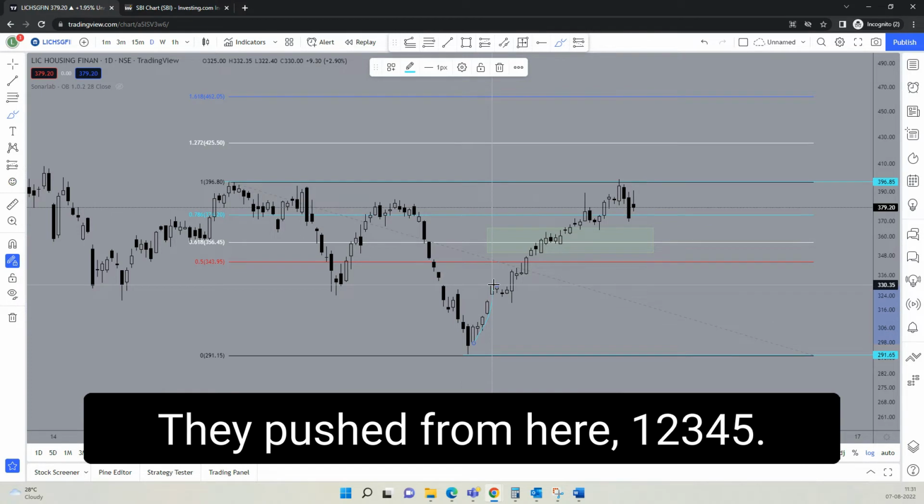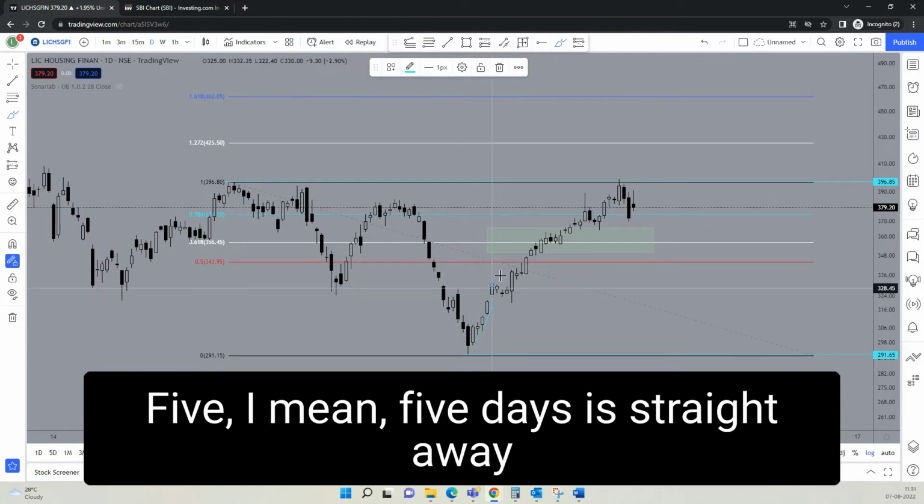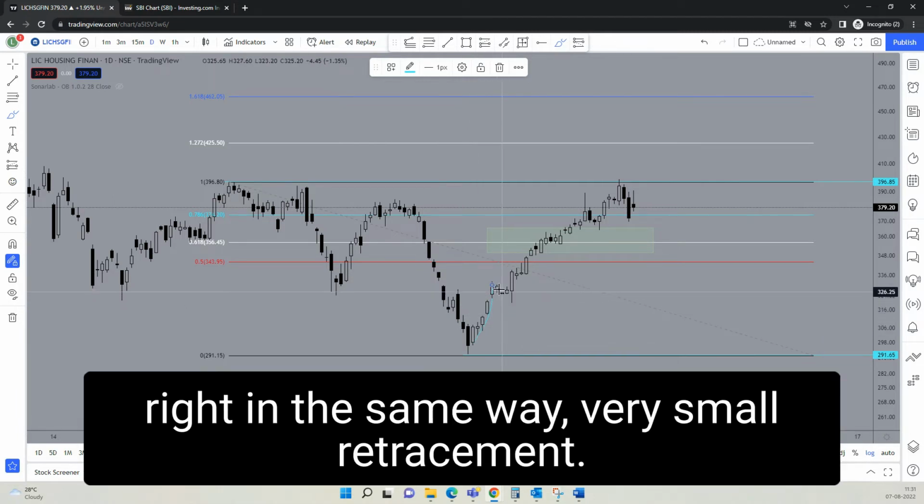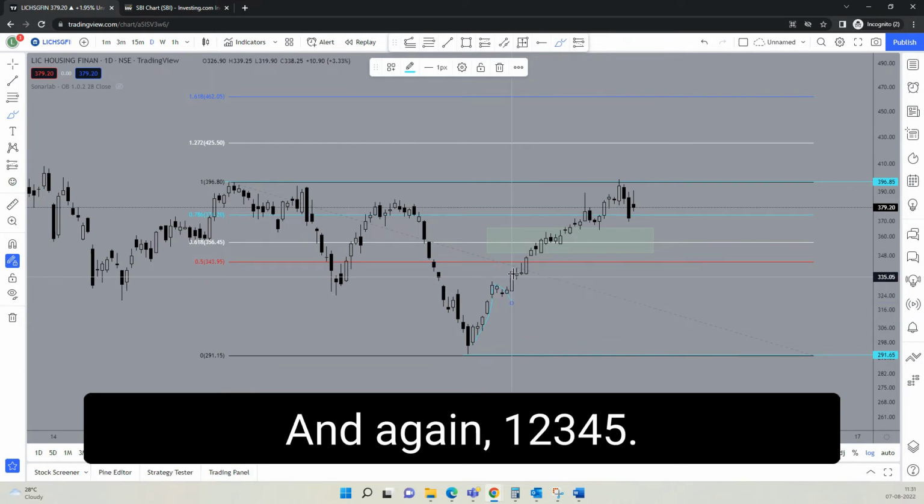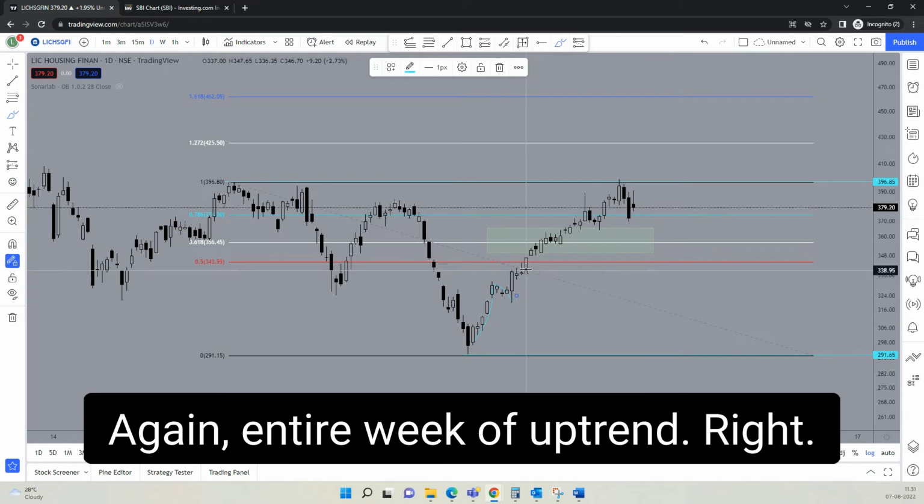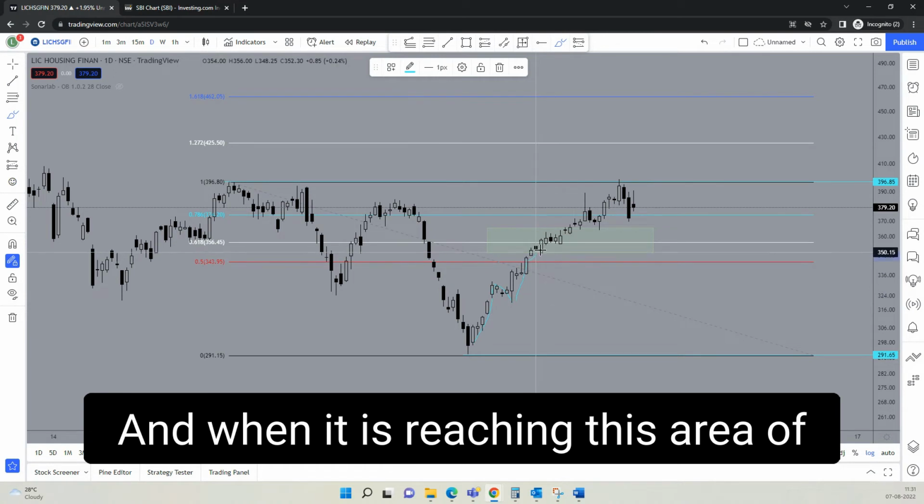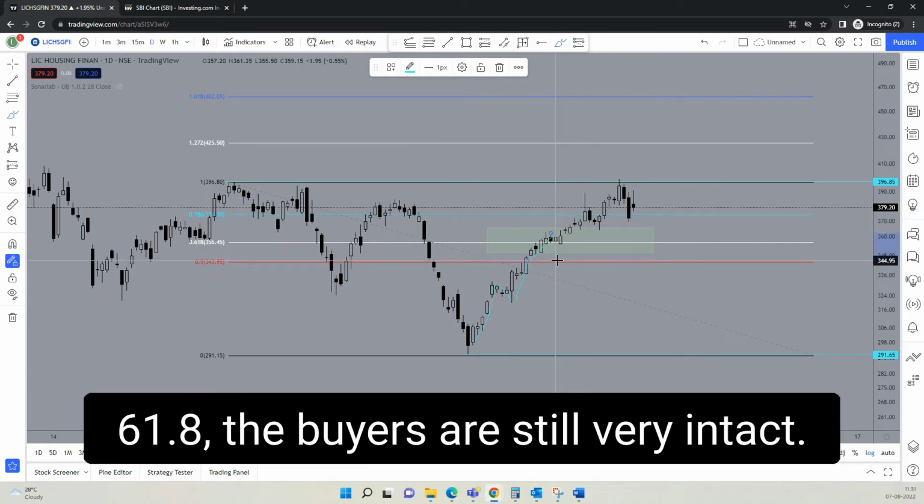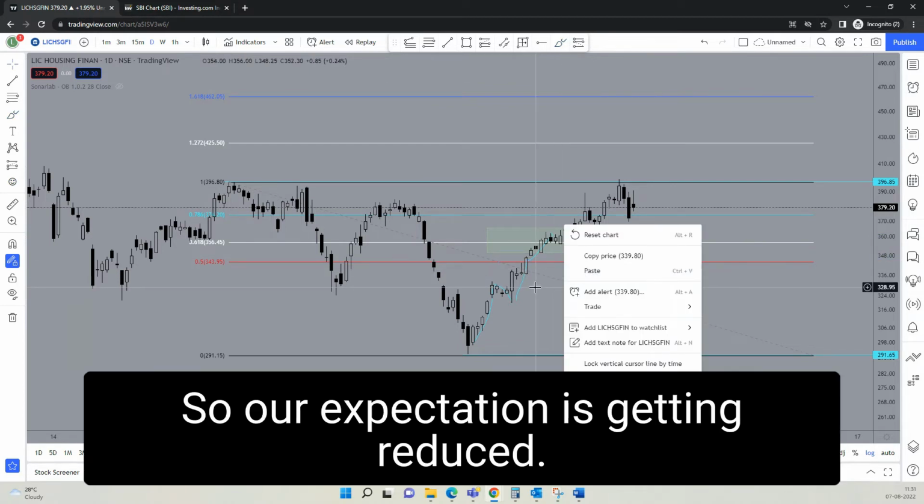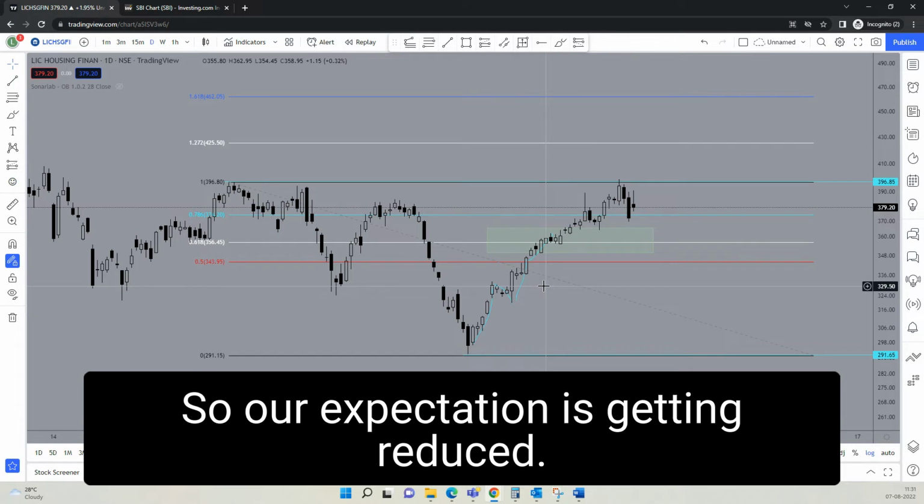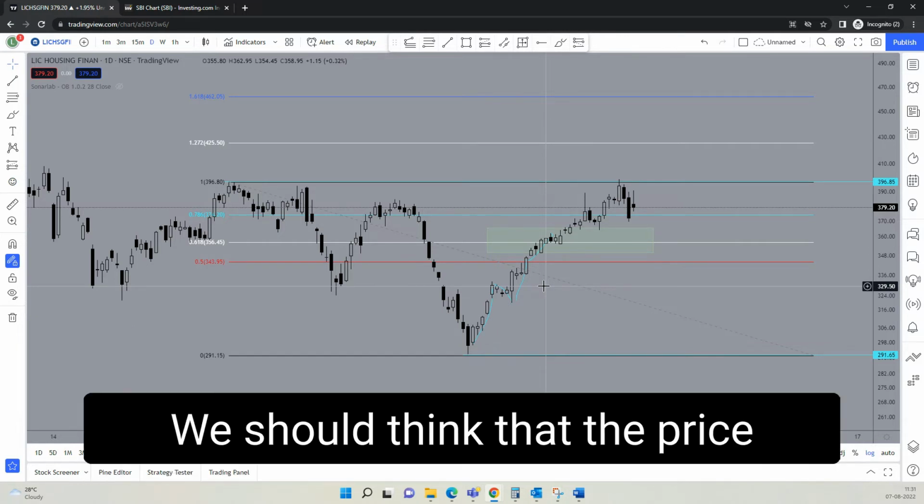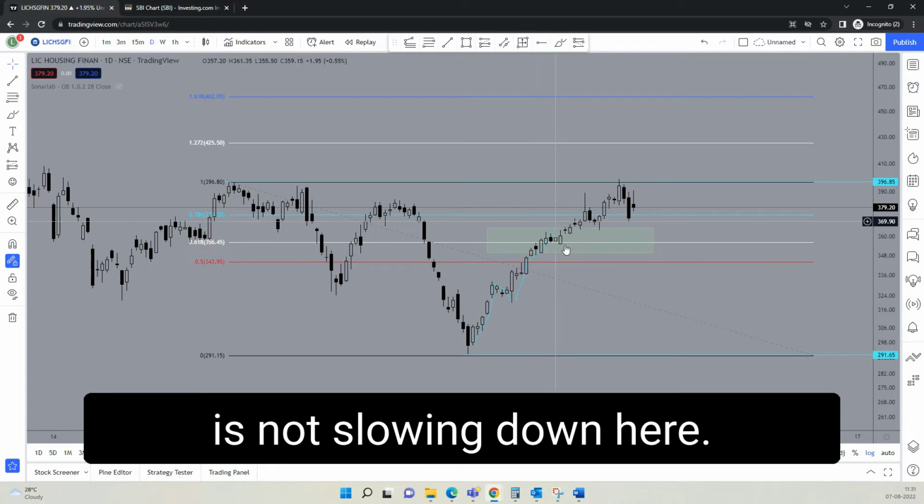They pushed from here, one, two, three, four, five. Five candles straight, I mean, five days straight up, right? In the same way, a very small retracement, and again one, two, three, four, five. Again, an entire week of uptrend, right? And when it is reaching this area of 61.8, the buyers are still very intact. They are not losing ground. So our expectation is getting reduced. We should think that the price is not slowing down here.